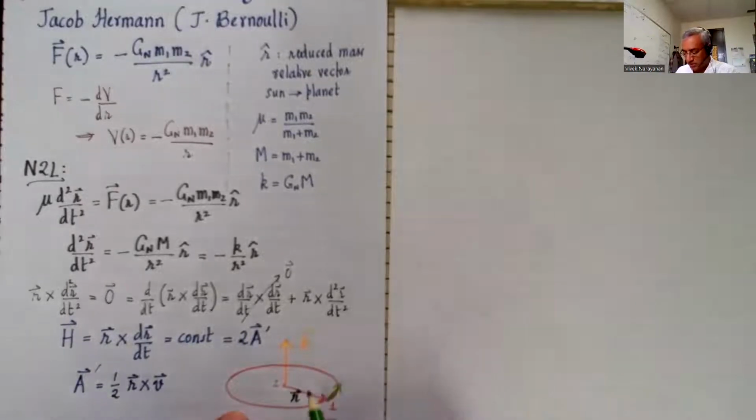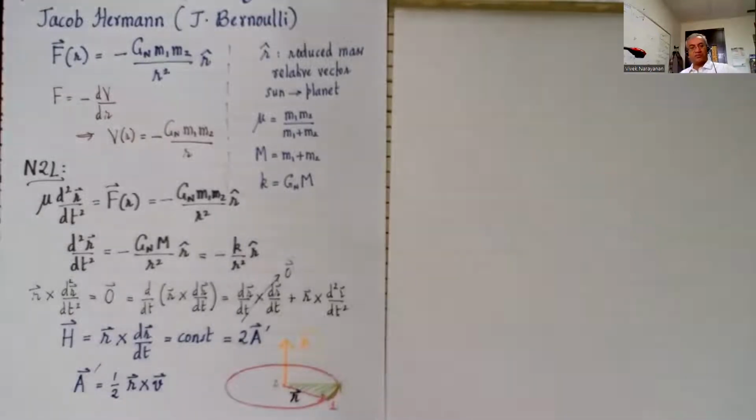So you can see that 1/2 r cross v is just going to be the area of that little triangle. And if you keep summing it up, you get the entire area of the ellipse. So this gives you the instantaneous area vector at any given time. So that's just a little proof. This is sometimes called the areal velocity vector.